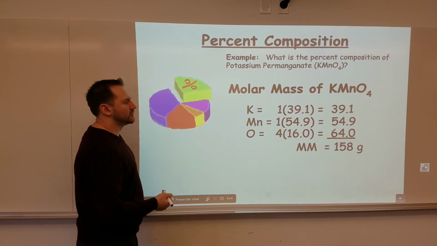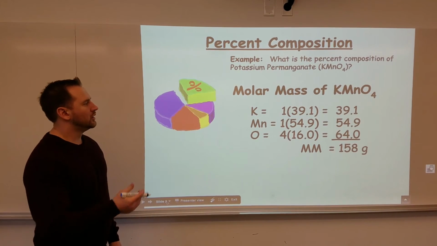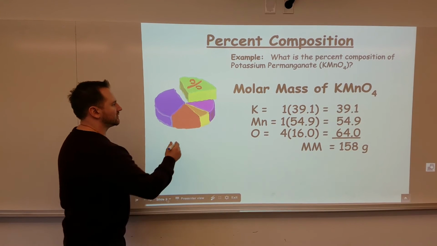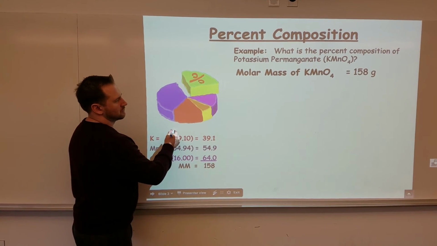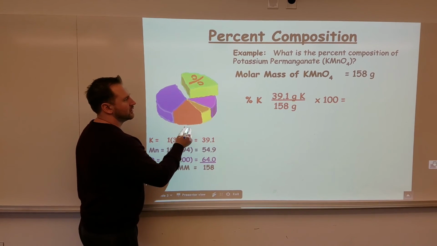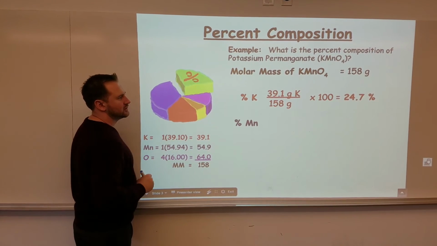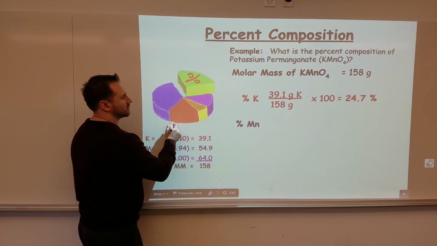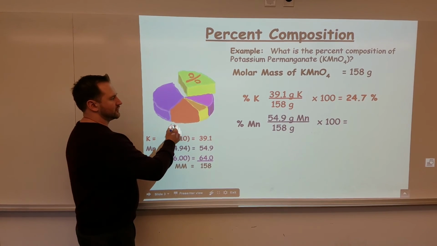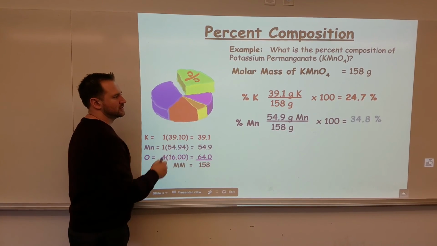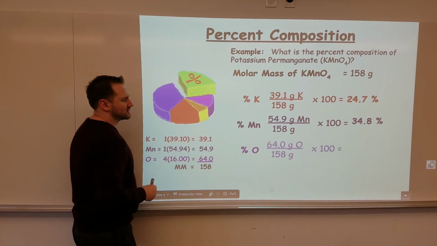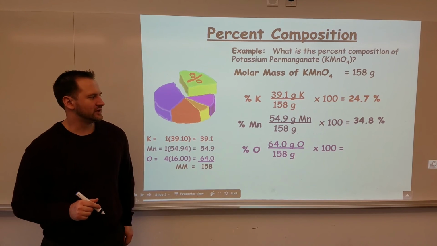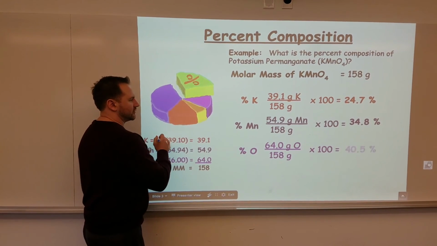So out of that 158 grams, what we're going to do is determine what percentage of that would be potassium, manganese, and oxygen. So there you go: percent potassium, 39.1 out of the 158 is 24.7% potassium. Manganese, 54.9 out of the 158 times 100 is 34.8%. And then the oxygen is 64 out of the 158 times 100, and that gives you the final percentage.